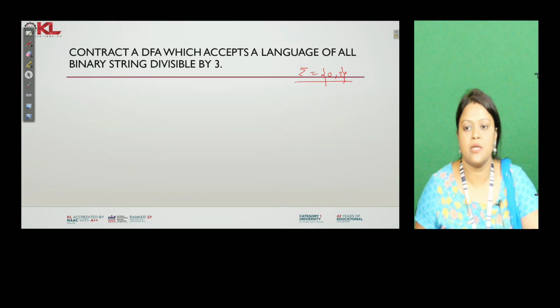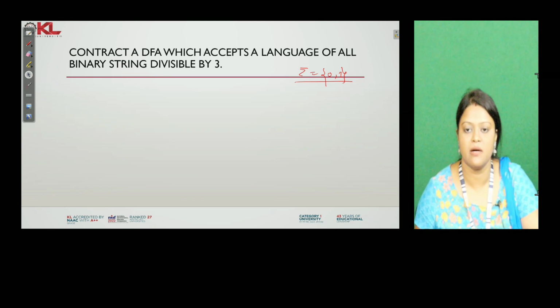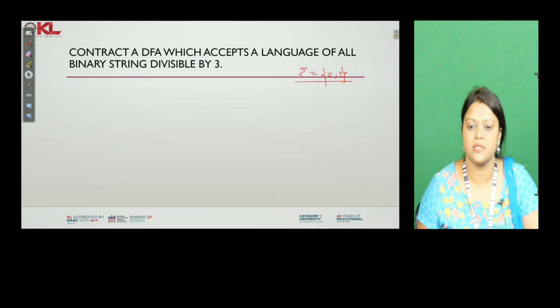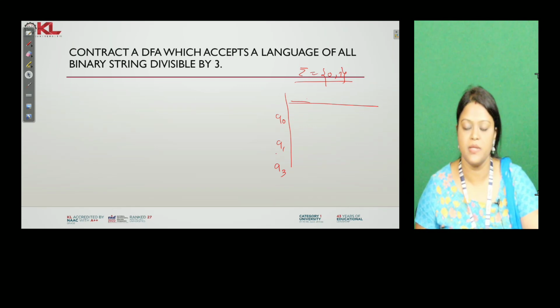Now how to formulate this type of question is an important thing to consider. Whenever we get something like divisible by 3, then we need to remember that the number of states will be that number. For example, it is divisible by 3 now, so our number of states will be 3. Now which input will go to which state, that we also need to check. If we have Q0, suppose Q1 and Q2, these are the 3 states, so which will be the accepted state and which will be the rejected state?